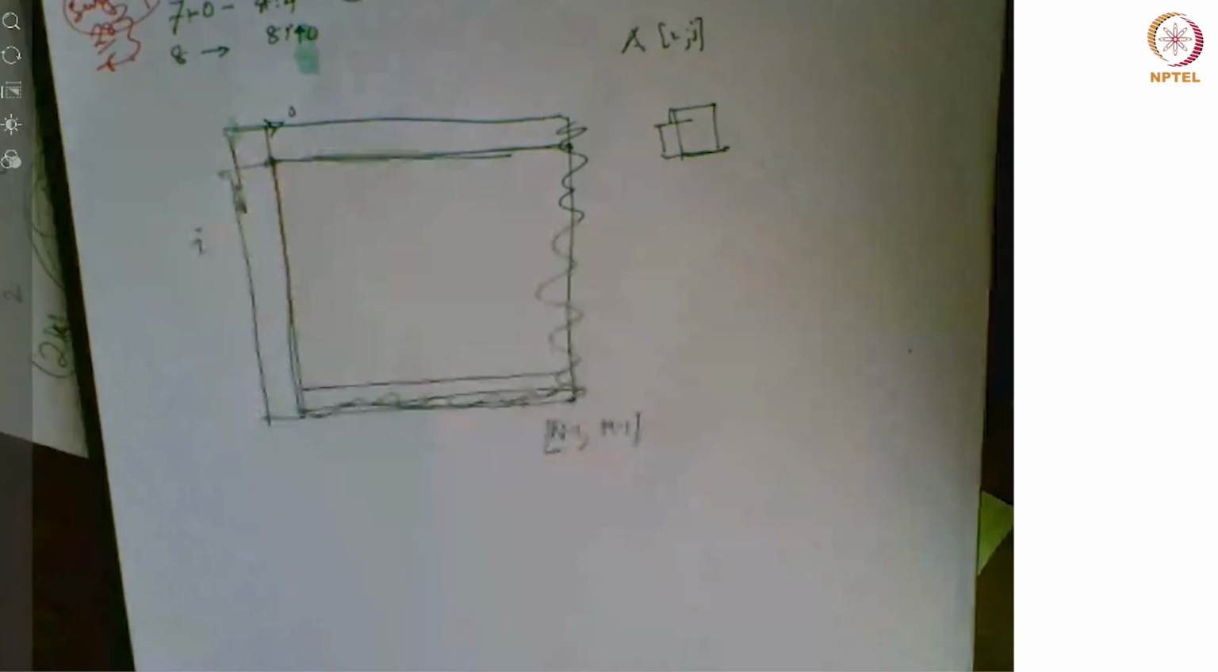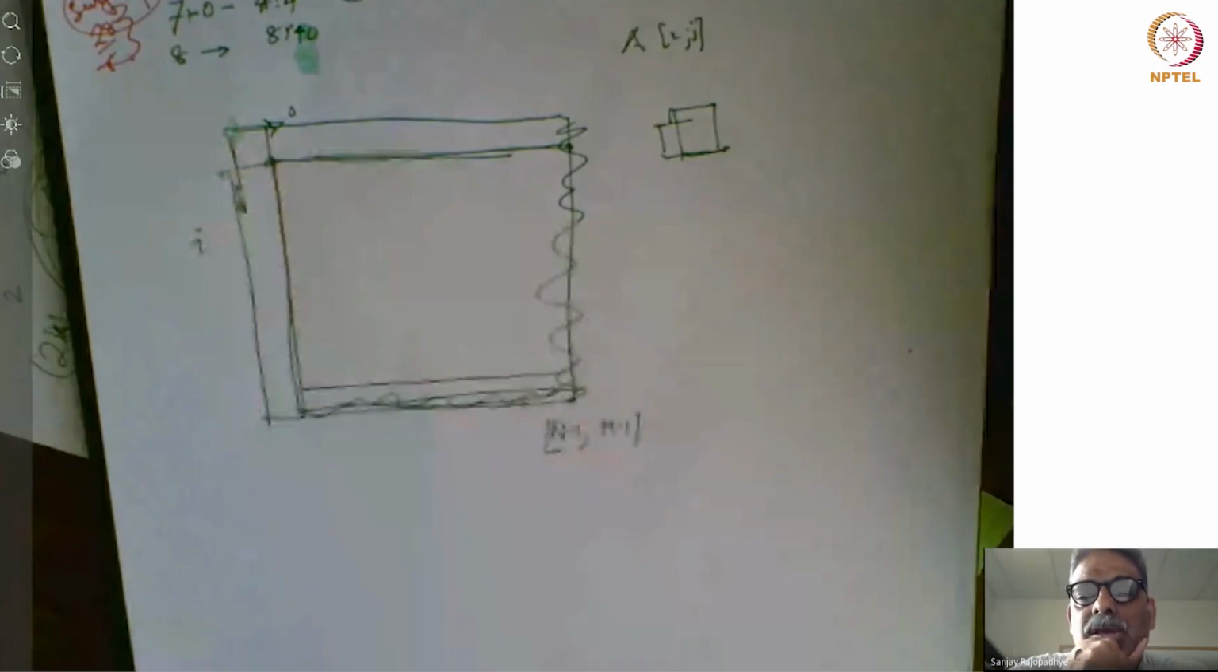So, in example 2, what is the iteration space? Well, the iteration space we've completed. What is the data space?